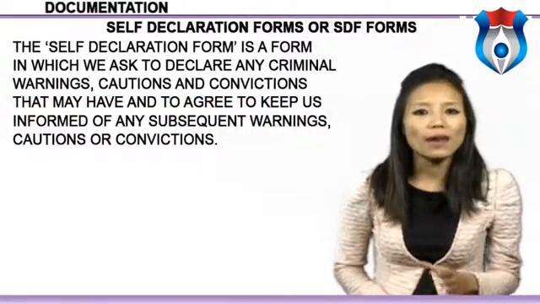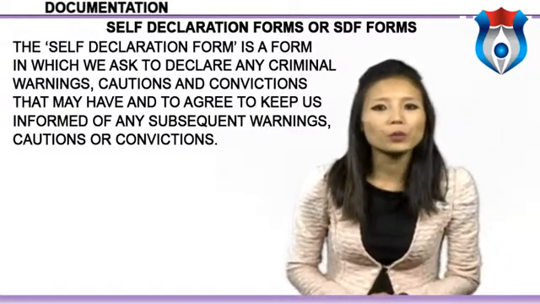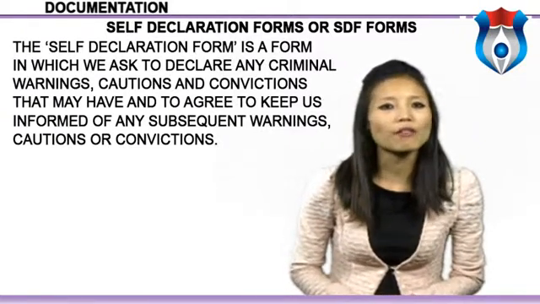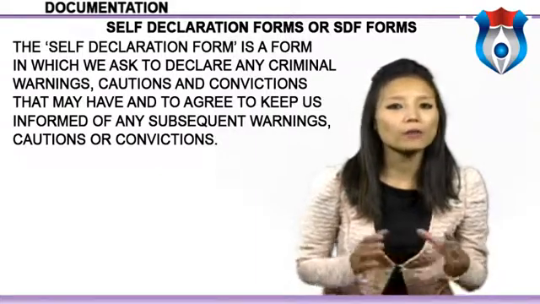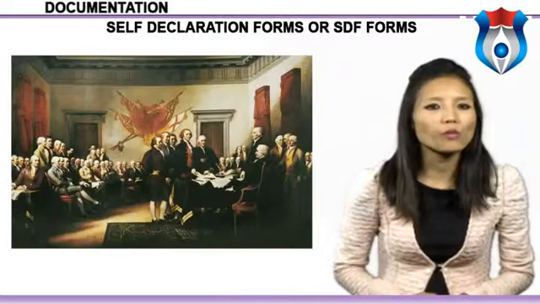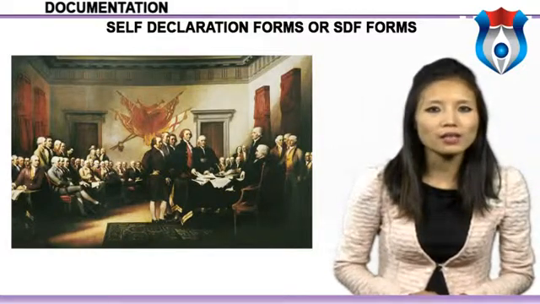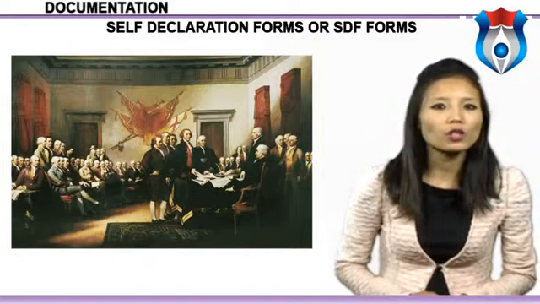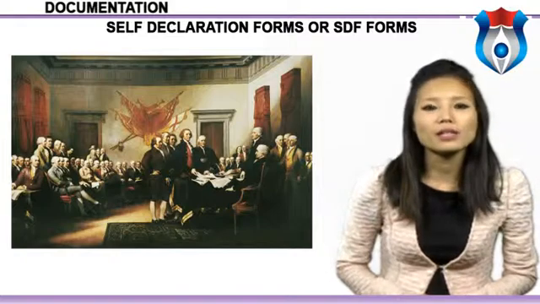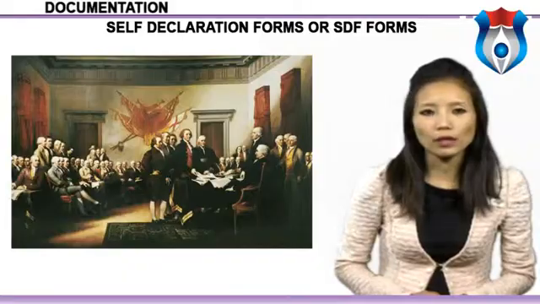Self-declaration forms or SDF forms. The self-declaration form is a form in which we ask you to declare any criminal warnings, cautions and convictions that you may have and to agree to keep us informed of any subsequent warnings, cautions or convictions. It also provides the institution with consent for applicants who have signed up for the DPS update service. If a conviction is indicated, please provide in a sealed envelope a letter explaining the content and circumstances of the conviction or caution in order to assist with the processing of the application.